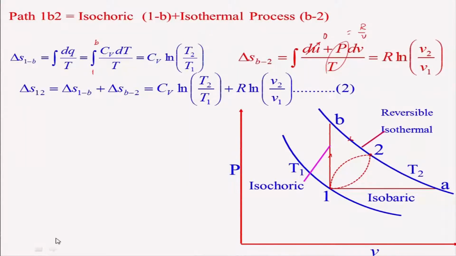So, you can add all these things together, and you will find that the change in entropy is equal to Cv ln T2 by T1 plus R ln V2 by V1. Keep in mind that this is integrated between B to 2, and Vb is equal to V1, right.